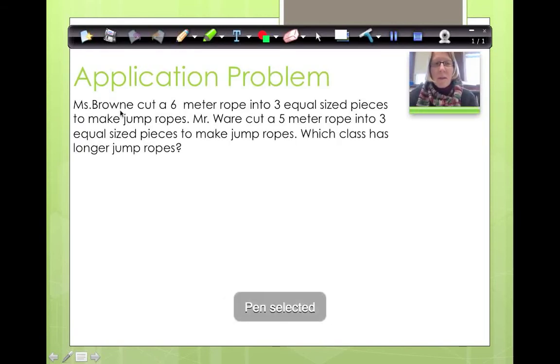Okay? Now, let's go on to our application problem. It says, Ms. Brown cut a 6-meter rope into 3 equal-sized pieces to make jump ropes. Okay, so let's draw a picture of that. Remember, we're going to take story problems sentence by sentence. So I'm going to do a B for Mrs. Brown, and I'm going to make a long rope.